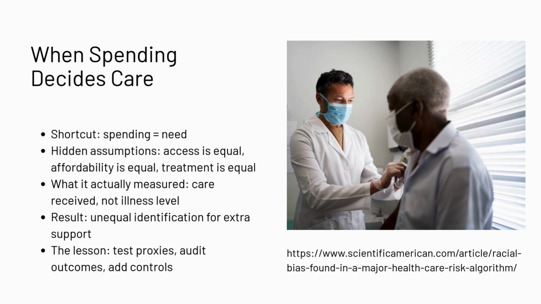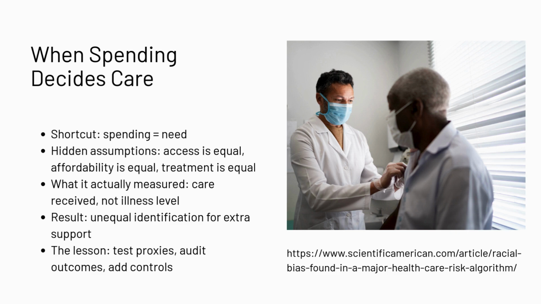Spending doesn't just reflect illness. It also reflects whether someone can access care, whether they can afford care, whether they trust the system, and whether the system treats them equitably. If any of these factors block care, then a very sick person can spend less, not because they need less care, but because they are not receiving it.